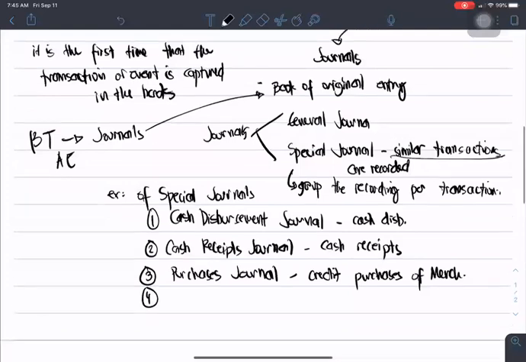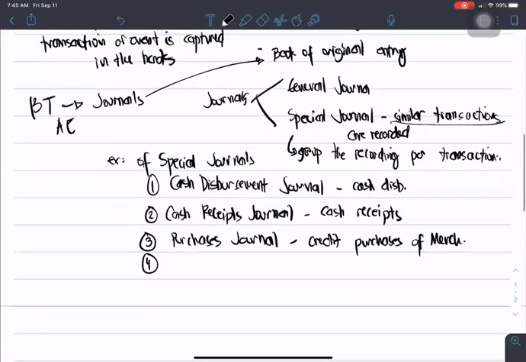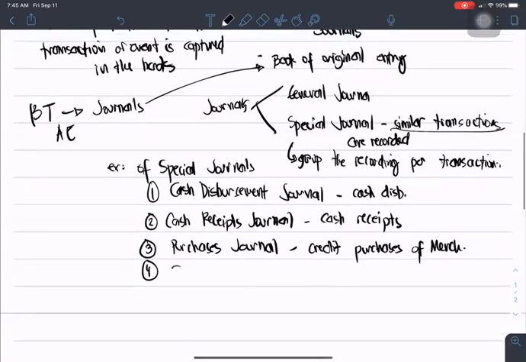Another example of your special journal is your sales journal. What about the sales journal? It is your credit sales. If ever you have credit sales, meaning instead of receiving cash for your sale, you sold it on credit, pinautang mo yung benta mo, we record it under your sales journal.